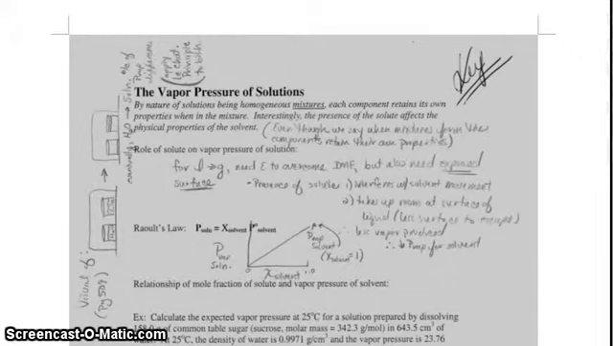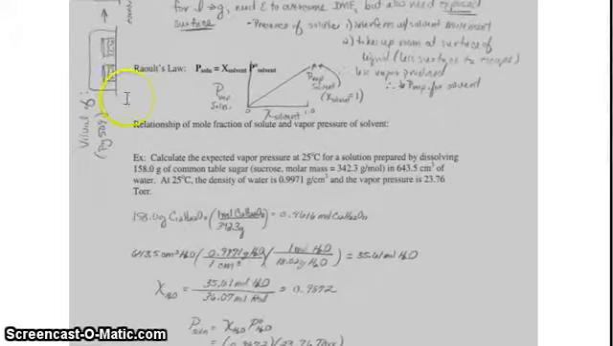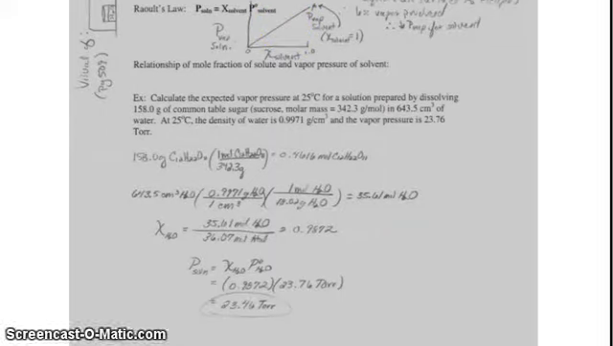Now, we actually have Raoult's law, which allows us to see the impact of the presence of the solute. Raoult's law is: the vapor pressure of the solution is equal to the mole fraction of the solvent times the pure or initial vapor pressure of the solvent. And I have an example worked out here.